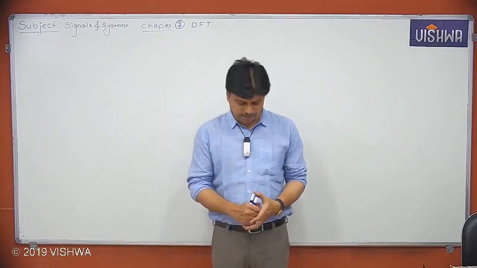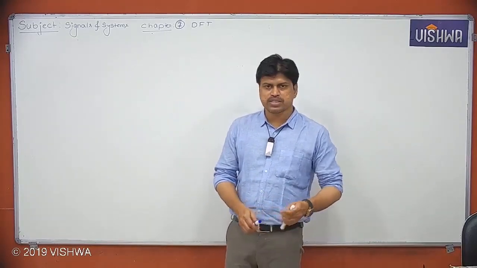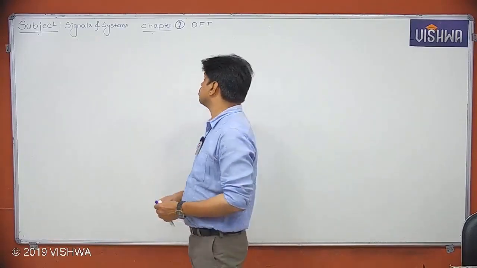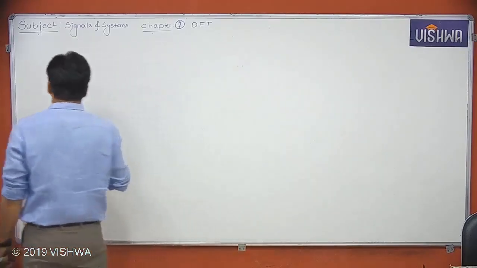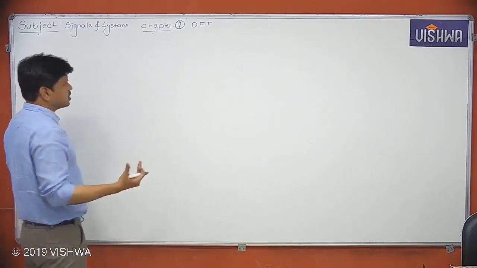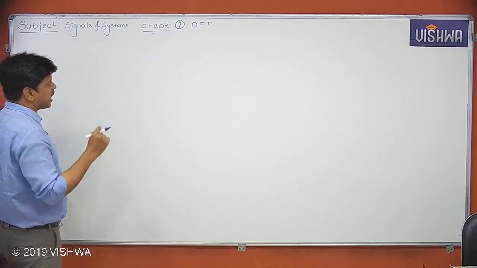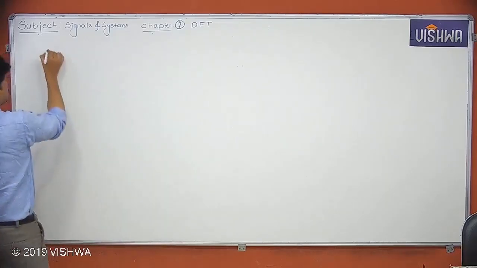Hi friends, welcome back. In the previous session, we saw the DFT topic, and we are still on the DFT topic. One property, the concept we have seen, is circular shifting. Now, the time shifting property. What is the time shifting property?